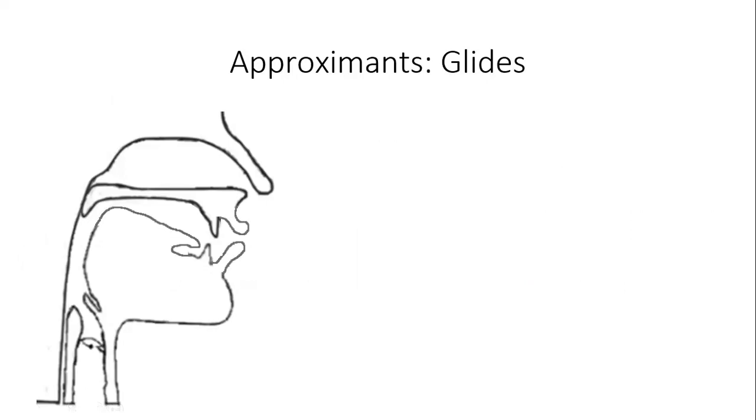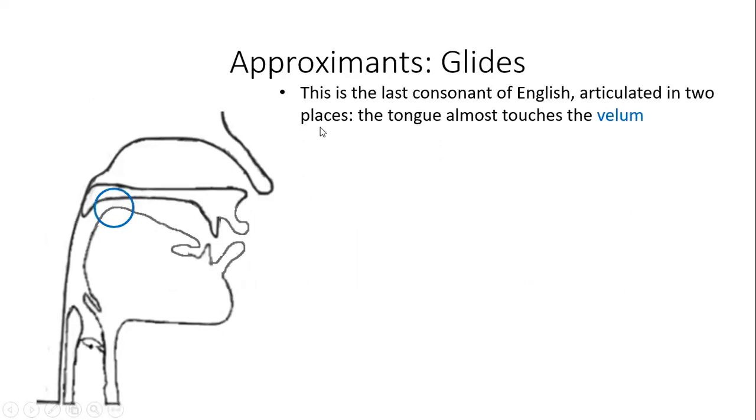So this is not the best drawing I've ever done. I have not been able to do a better drawing of our last glide that we have to talk about in this video. So this is the last consonant that we'll look at in English, or to be more technical, it's the last phonemic consonant, but we haven't talked about what phonemes are yet.